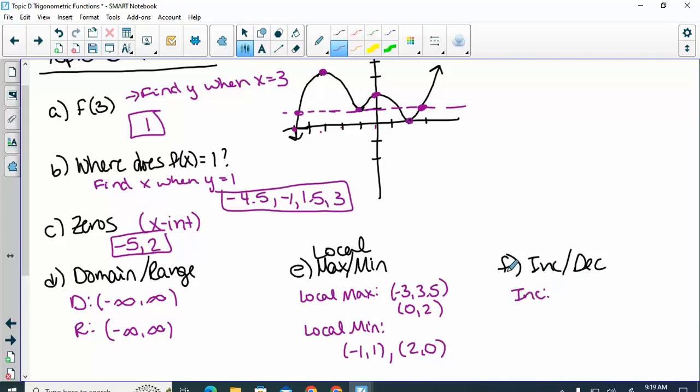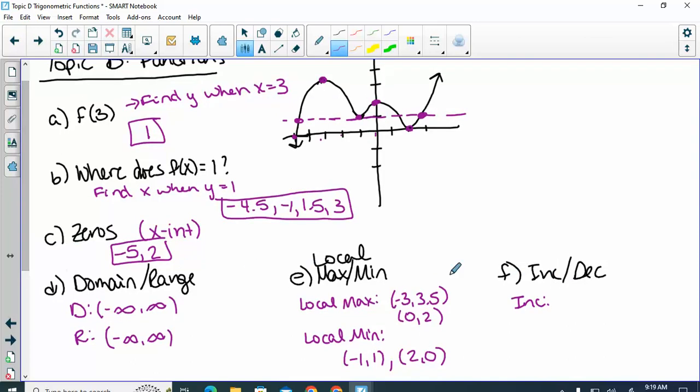Where is this graph increasing? Remember, on that you give me the x's. So starting here, it's going up until we get to this point. The x value of that point is -3. After -3, it starts falling. So we are decreasing from -3 until we get to -1.